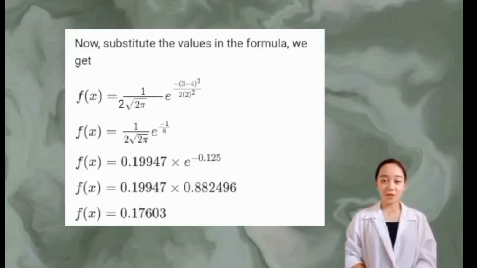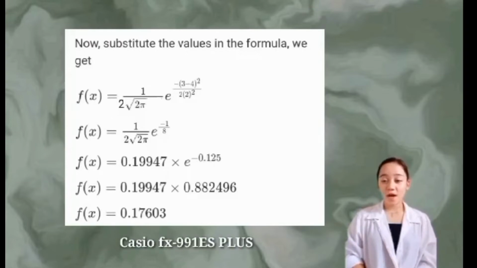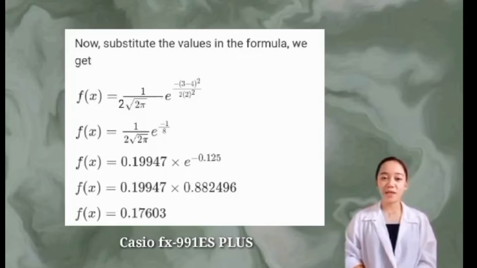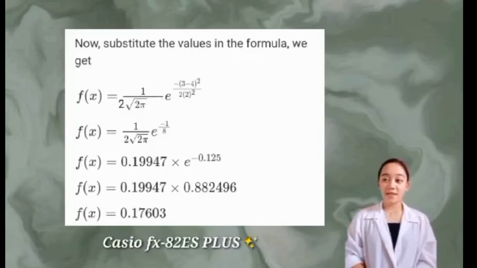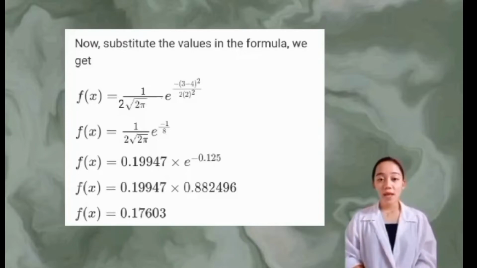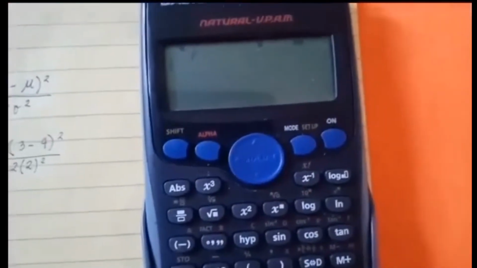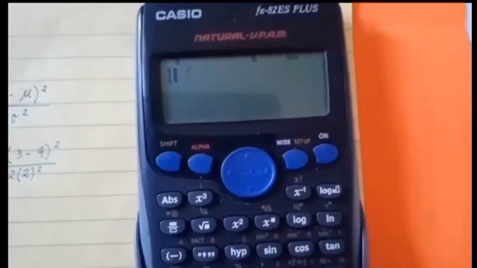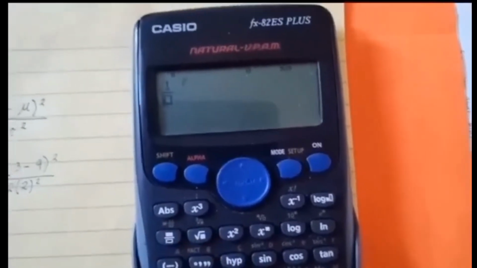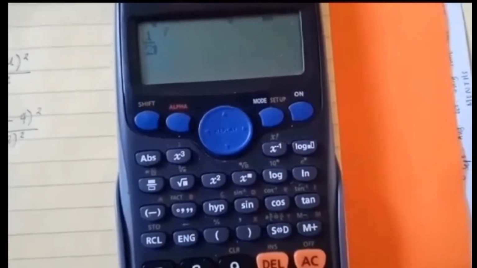using a scientific calculator. According to my source, it is easier if the scientific calculator we use is the Casio FX 991ES. But since I only have a Casio FX 82ES Plus calculator, I will still show you how I use it. Here is the demonstration of how I use my FX82ES Plus calculator. If you have the same calculator as mine, then this tutorial is for you.